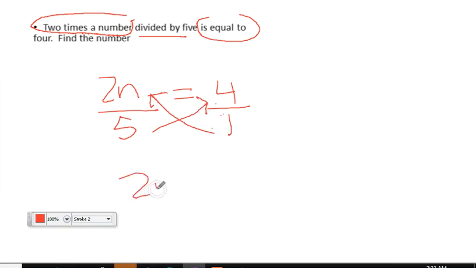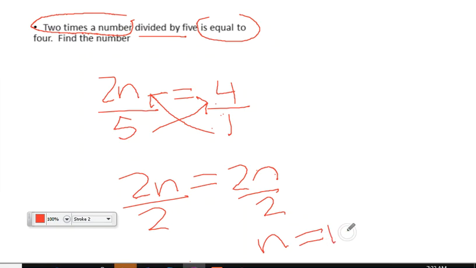1 times 2n is 2n. 5 times 4 is 20. And then from there, to find the number, all we have to do is divide both sides by 2. So n equals 10. You guys, you did it.